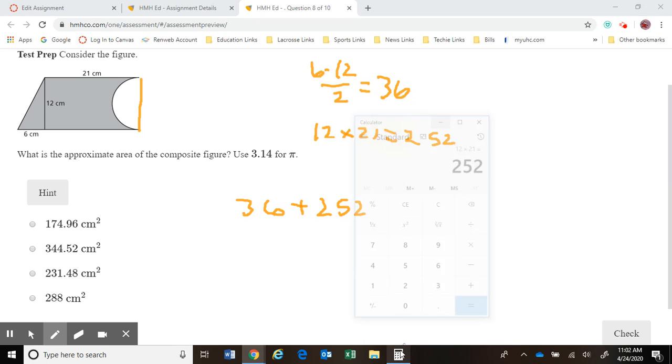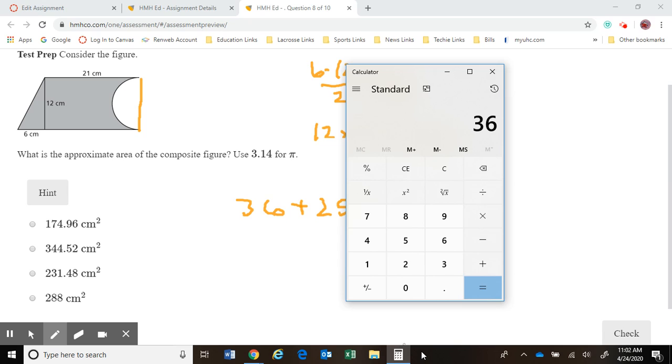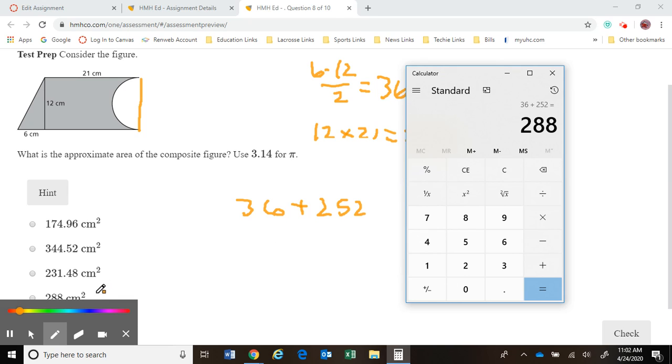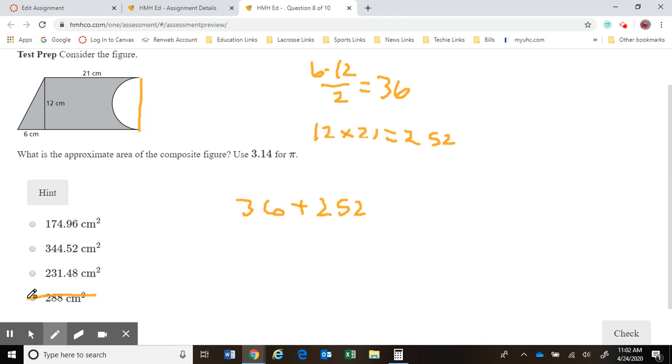So when I add those two together, 36 and 252, I get 288. But I'm not done at this point, right? Looking at all the answers, I probably can eliminate 2 of them. I can definitely eliminate this one because that's 288, and this one's greater than 288, and someone took a bite out of that, so I can eliminate this one. So those 2 answers are out.